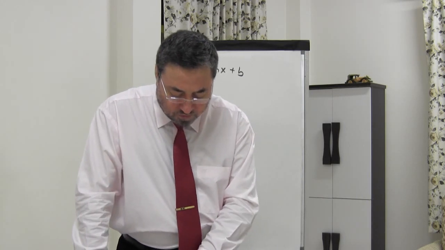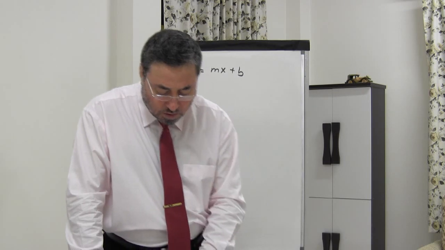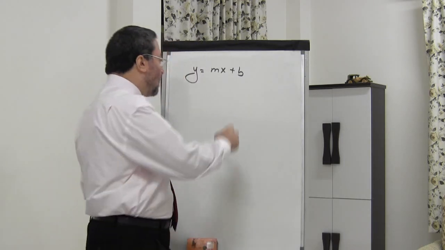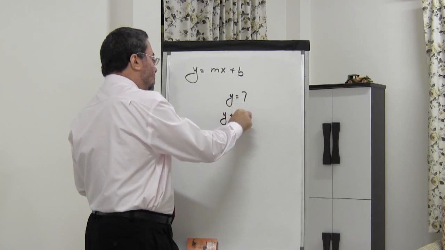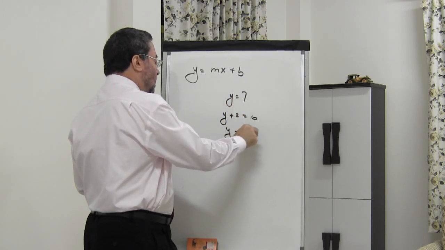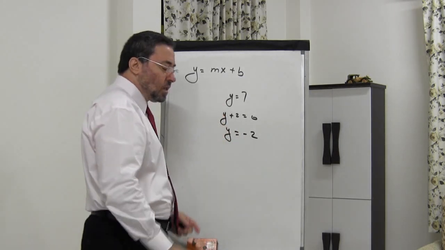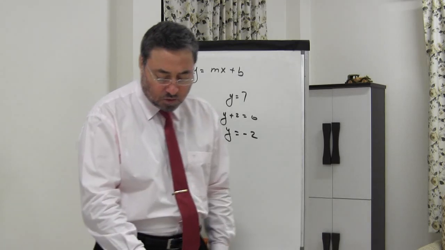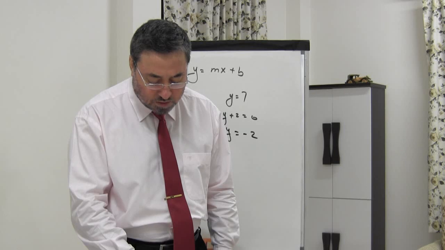We go to number 15: y equals 7, and y plus 2 equals 0. So y equals 7, and y plus 2 equals 0. Here, this is the equation of the line y equals minus 2. Both of these lines are horizontal lines, and so they are parallel. They both have the same slope, which is 0.